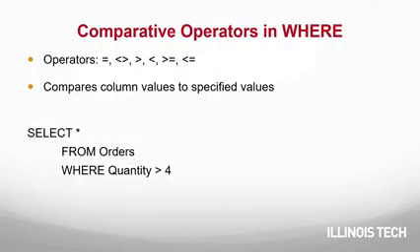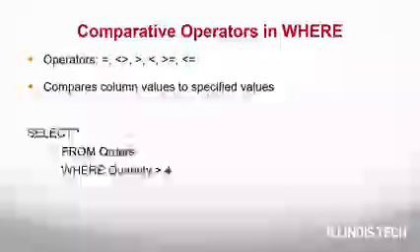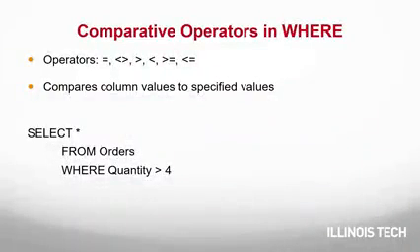Now, a where clause can have a variety of different conditions depending on what kinds of comparisons we would like to make with the values stored in particular columns. So we have the standard mathematical operators: equality, non-equality, greater than, less than, greater than or equal to, less than or equal to, and so forth, which compare the column values to specified values. So we might use this statement, select star from orders where quantity is greater than 4, to find those rows in the orders table where the quantity is larger than 4. 5, 6, 7, 8, all of those rows would match and then be selected.